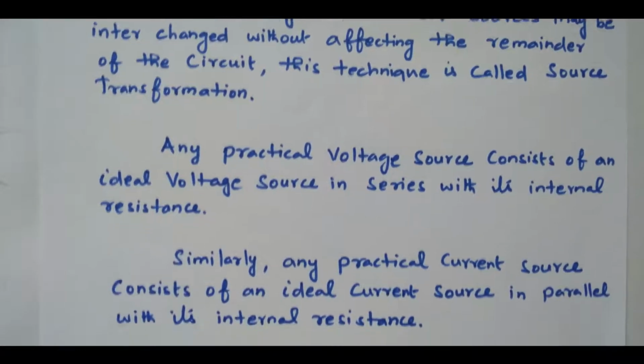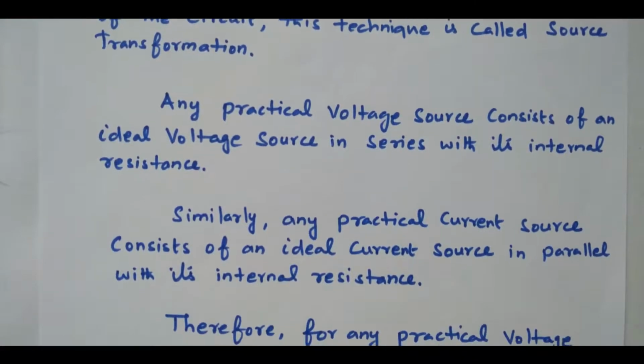Similarly, any current source also has a resistor that is connected in parallel with the current source. Any practical current source consists of an ideal current source in parallel with its internal resistance. So internal resistor is available in both voltage source and current source. In case of voltage source, the internal resistor is connected in series with the voltage source. In case of current source, the internal resistance is connected in parallel with the current source. Voltage source in series with the internal resistance and current source in parallel with the internal resistance are called practical sources.